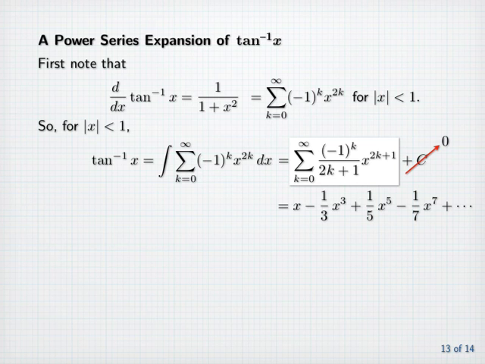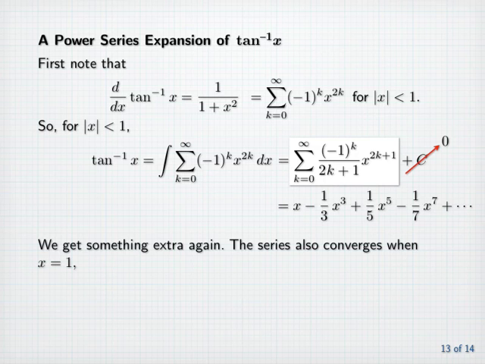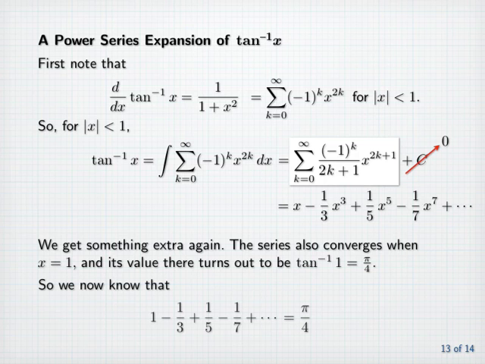Now we get something extra again. This series is a convergent alternating series when x equals 1, and its value there turns out to be the inverse tangent of 1, which equals pi over 4. So we now know that the numerical series 1 minus 1/3 plus 1/5 minus 1/7 and so on is equal to exactly pi over 4. If we multiply by 4, we have a rather famous series representation for the number pi. It's equal to 4 times the alternating sum of the reciprocals of the odd positive integers.